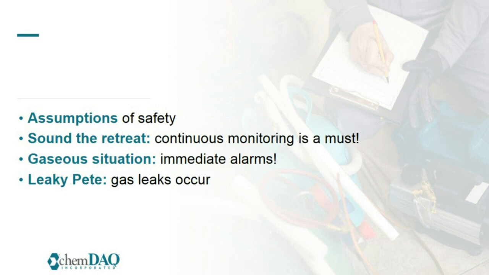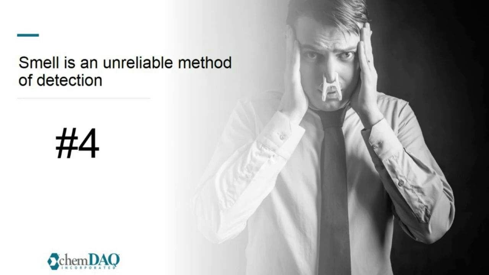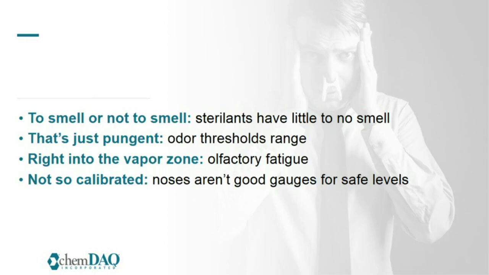Number 4, smell is an unreliable method of detection. To smell or not to smell. Our sense of smell was developed to tell us what is good to eat and what we should stay away from. Many folks believe that it should protect us from harmful chemicals as well. Unfortunately, smell is not a good method for determining if a sterilant vapor is present at a safe concentration or not.